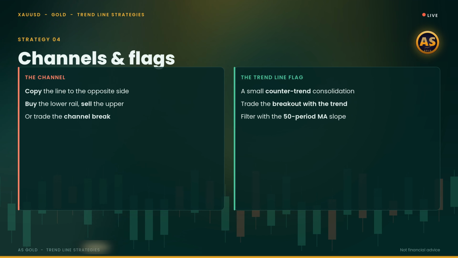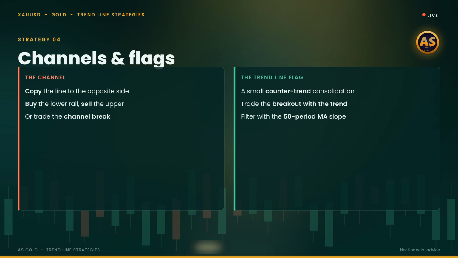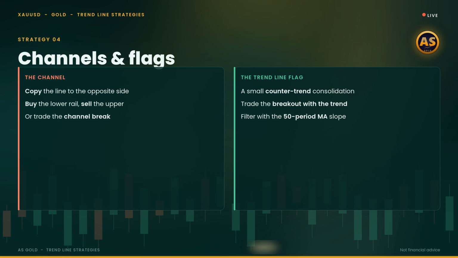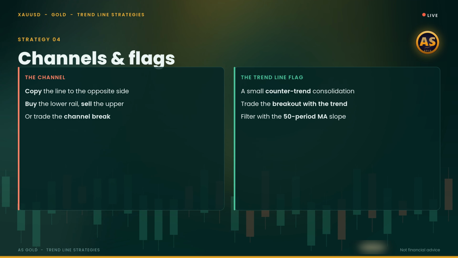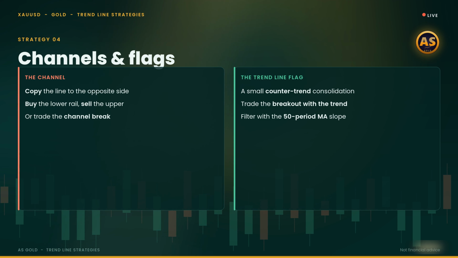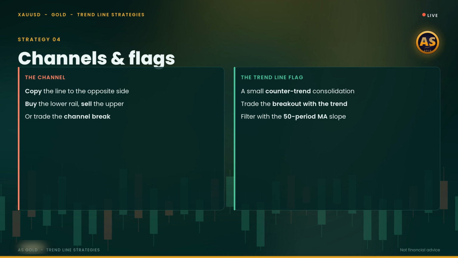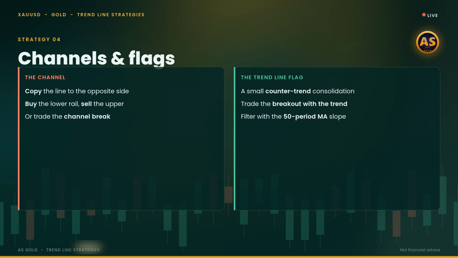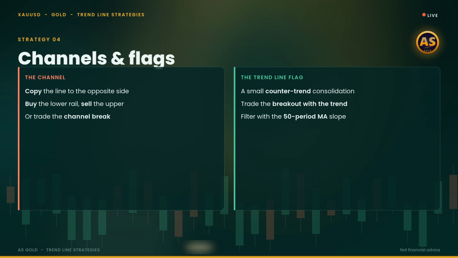Strategy 4 rounds out the toolkit, channels and flags. Copy your line to the opposite side of price to build a channel, buy the lower rail, sell the upper, or trade the break. A trend line flag is a small counter trend pause after a strong move, you trade the breakout in the direction of the original trend, often filtered by the 50-period moving average.